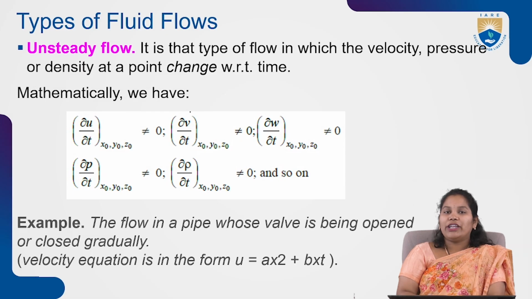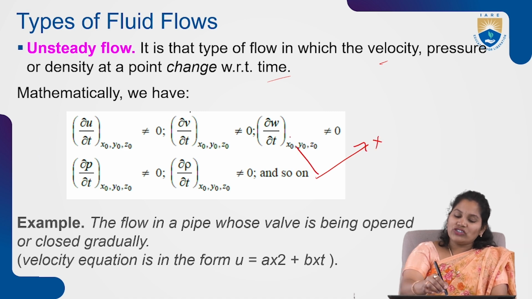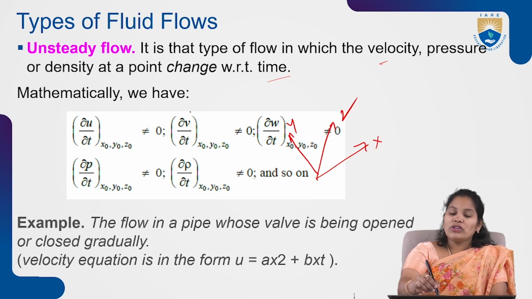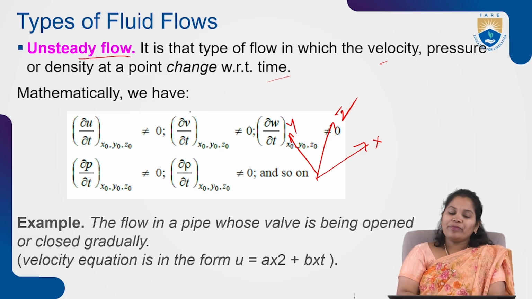So now, unsteady flow. Unsteady flow is where whatever fluid characteristics you take, like velocity, pressure, density, at any point in the x direction, y direction, and z direction, are changing with respect to time. That is unsteady flow, right?